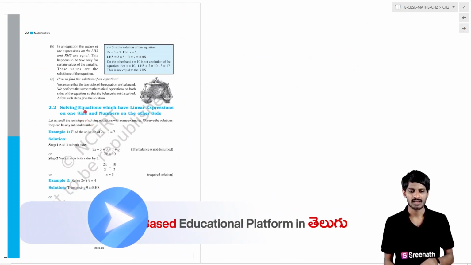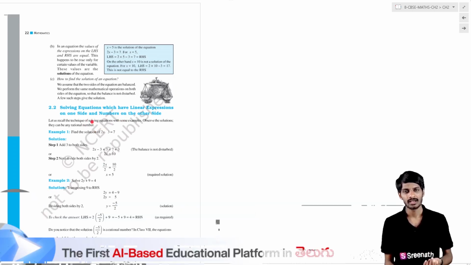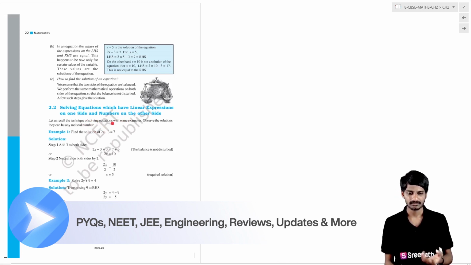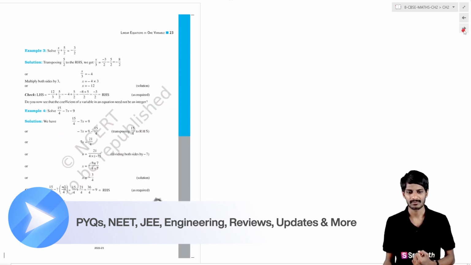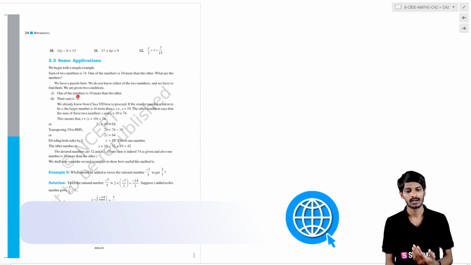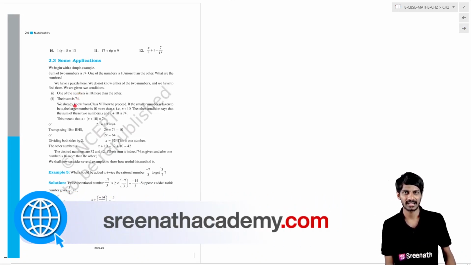The second topic is solving equations which have linear expressions on one side and numbers on the other side. So we are solving some linear equations having one variable on one side, and on the other side there are numbers. The third topic is some more applications on the second topic. We are going to have some applications of that method.